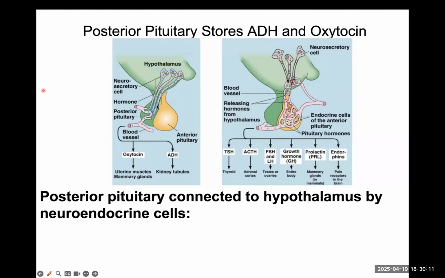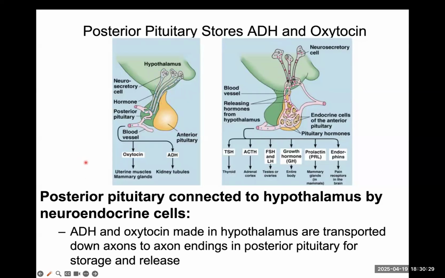So posterior pituitary gland is what secretes it. Hypothalamus is what makes or produces it. Posterior pituitary gland does not produce it. It just secretes it. So it's connected to the hypothalamus by endocrine. ADH and oxytocin are made in the hypothalamus, are transported down axons, and the posterior pituitary gland is for storage and release.